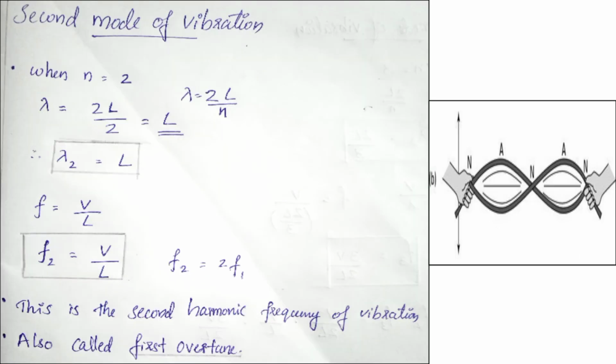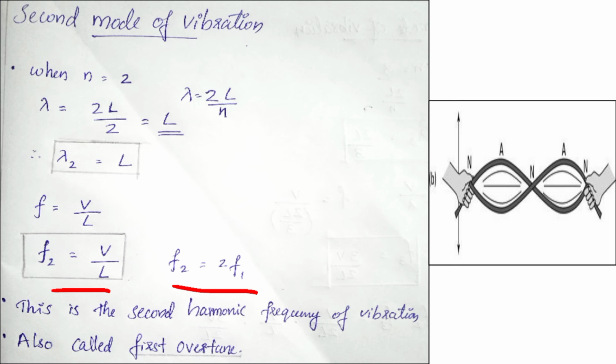Then let us consider the same string. Here the string will vibrate in two loops. When n is equal to 2, lambda is equal to 2L by 2. Therefore, lambda 2 equals L. In this case, the wavelength is equal to the length of the string, and therefore the frequency in this string is F2 equal to v by lambda 2, and it becomes F2 is equal to v by L.